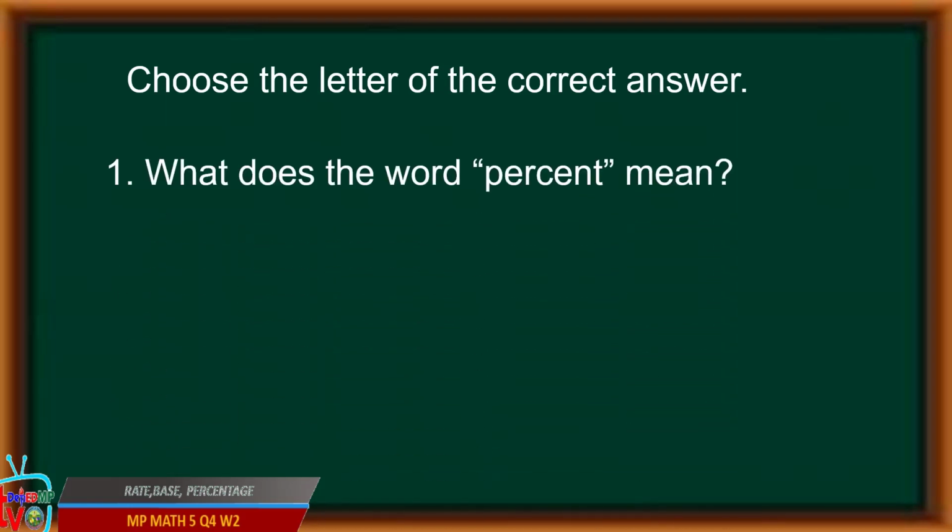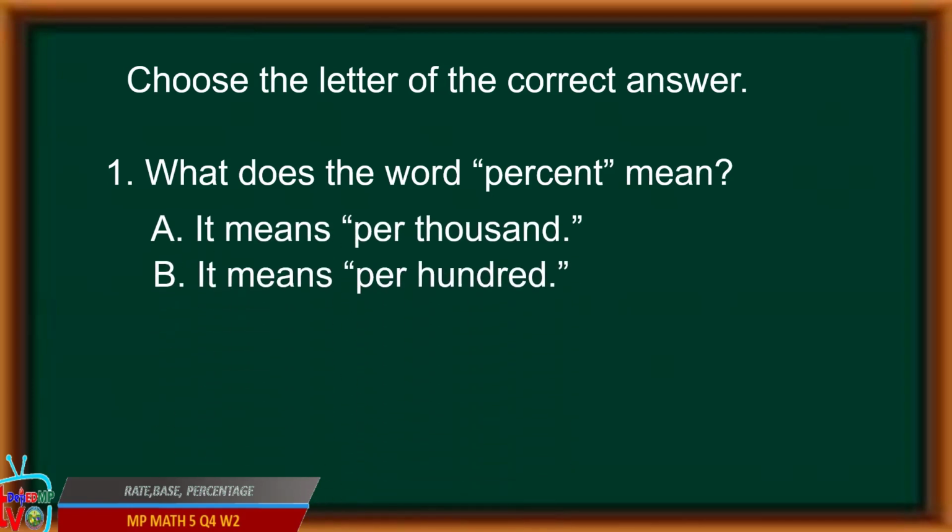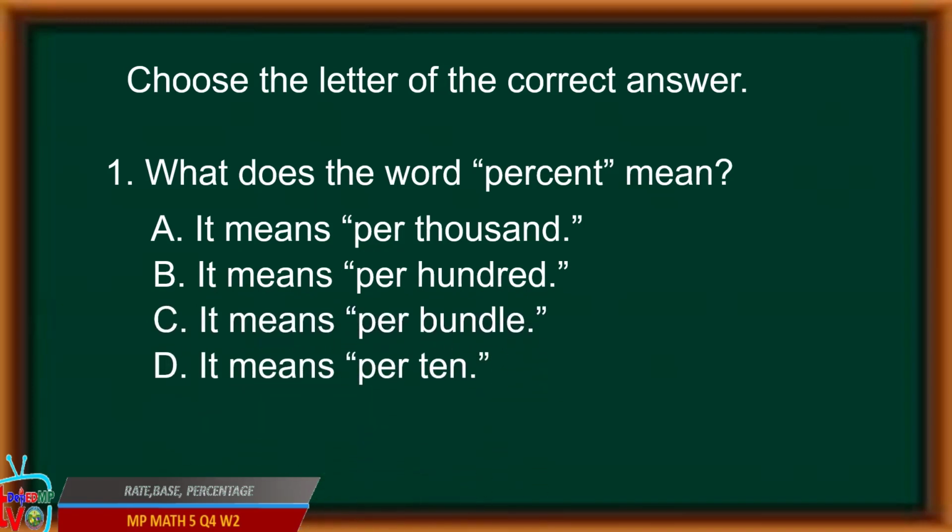Number 1. What does the word percent mean? A. It means per thousand. B. It means per hundred. C. It means per bundle. And D. It means per 10. The correct answer is B. It means per hundred.